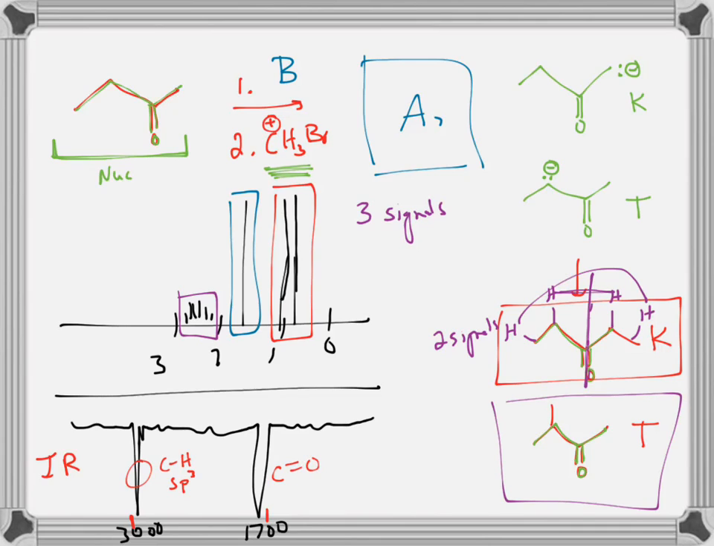Let's take a look at the thermodynamic. There's 1, there's 2, there's 3, ooh, snap, there's 4. The 3 and the 4 are the same due to symmetry through the middle of that. There's only 3 signals. Would the 3 and 4 be showing up at 1? We're going to address that next part. So, we know that answer A is the thermodynamic product.